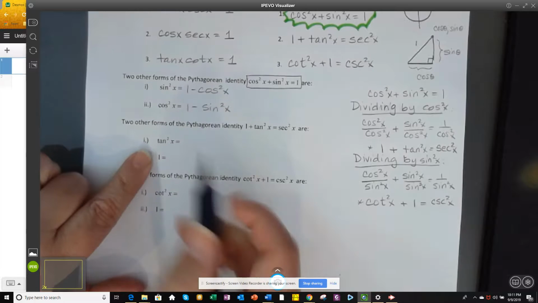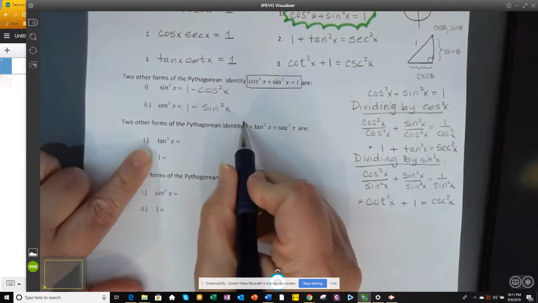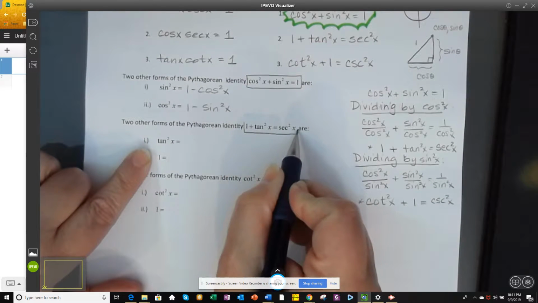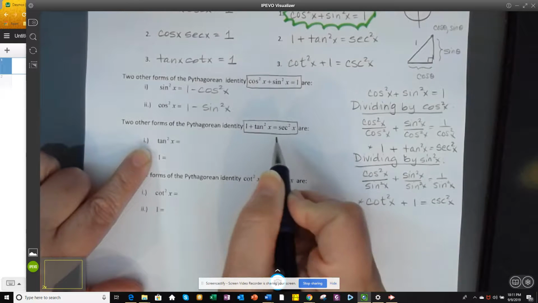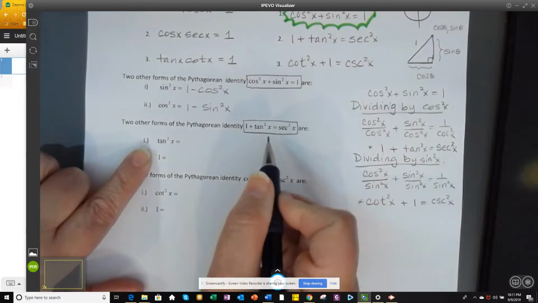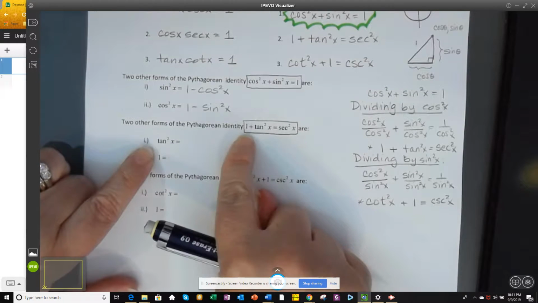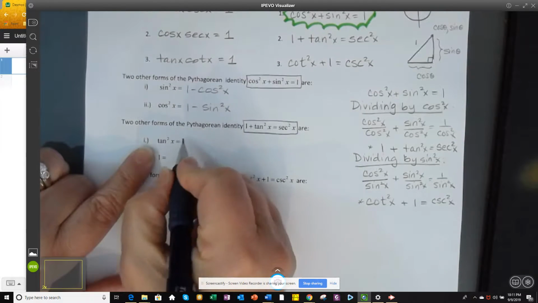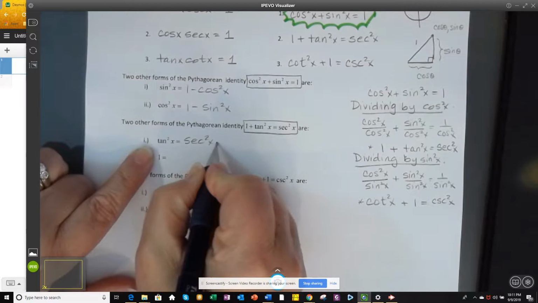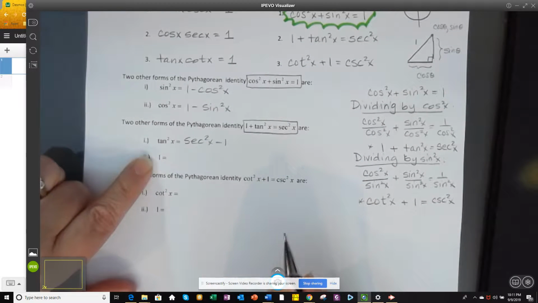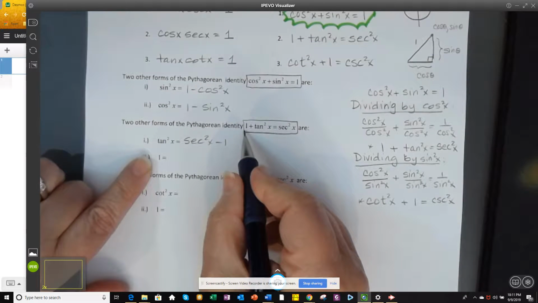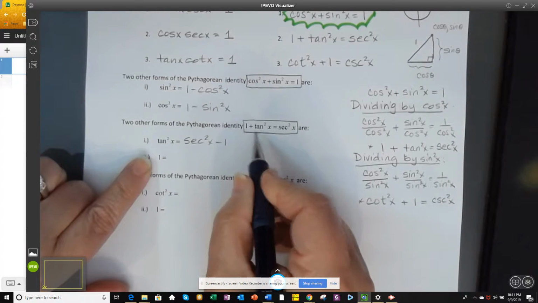All right. Now, what if I took the second Pythagorean identity, 1 plus tangent squared x equals secant squared x, and I took that identity and I solved it for tangent squared? Well, what would I do? I would subtract 1 from both sides, and I would get secant squared x minus 1. And then what if I solve for the 1? I wanted to get 1 all by itself because we like to have things that equal 1. Well, what would we do?